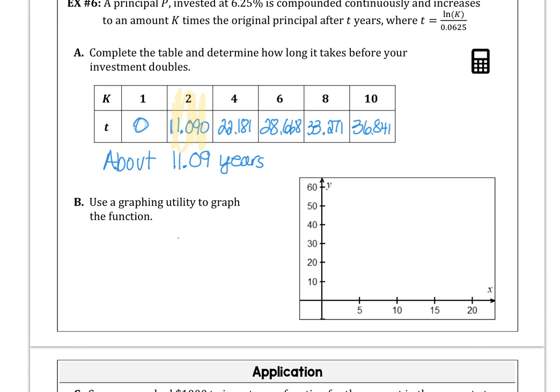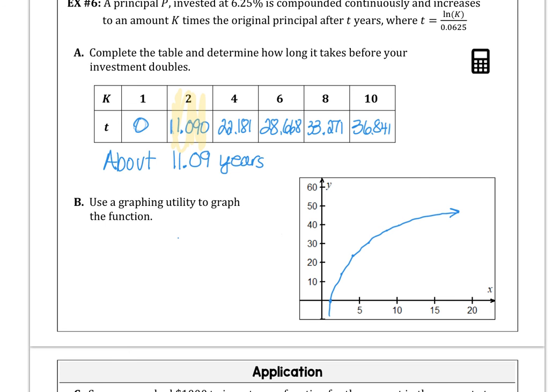So we've got 1, 0 here. At 2, we've got 11. At 4, we've got 22. At 6, 28. At 8, 33, and at 10, 36. So we've got this type of a graph here.